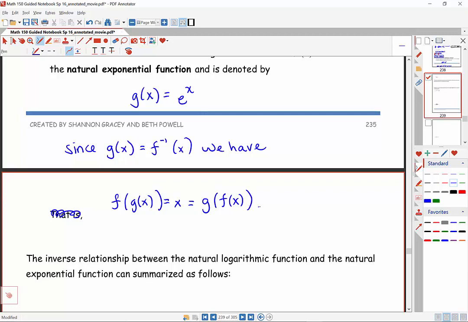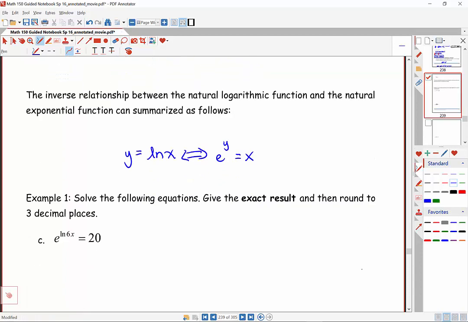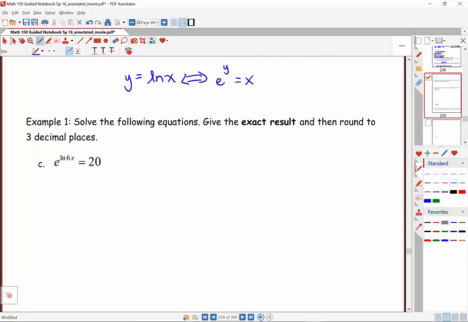Okay, so the inverse relationship between the natural log function and the natural exponential function can be summarized as follows. y is equal to natural log of x if and only if e to the y is equal to x. Okay? So let's see what we've got going on. Let's look at this first example. We're going to practice solving equations, right? So why don't you, again, give these a try, see how you do. We'll be looking for the exact result, and then we'll look for the approximation to 3 decimal places, okay?